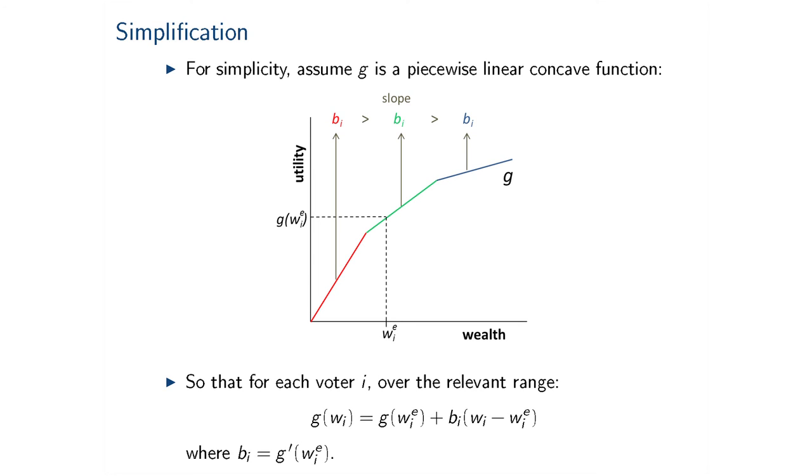For simplicity, and this is inessential, just to make the calculations easier, I'm going to assume that we have a piecewise linear utility function of wealth. You've got the red region, which are the poor people. Bi is the marginal utility of wealth. That's high. It's smaller in the green region and smaller in the blue region after that. And we're going to assume that the transfers made through the election never take a person from one region to the other. That's just going to make the calculations simple and transparent.